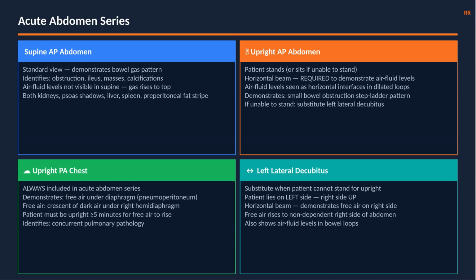Left lateral decubitus, ordered when the patient cannot stand for the upright view. Patient lies on the left side. Horizontal beam. Free air rises to the non-dependent right side of the abdomen and is visible between the liver and the right lateral abdominal wall. Also demonstrates air fluid levels in bowel loops.